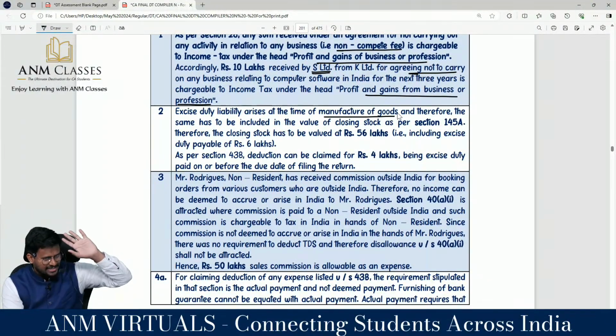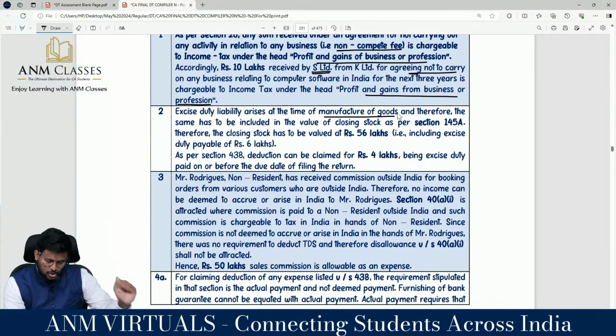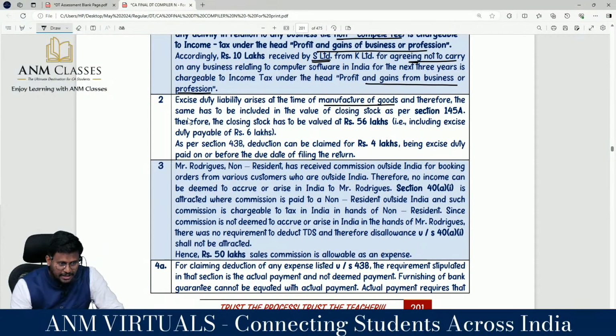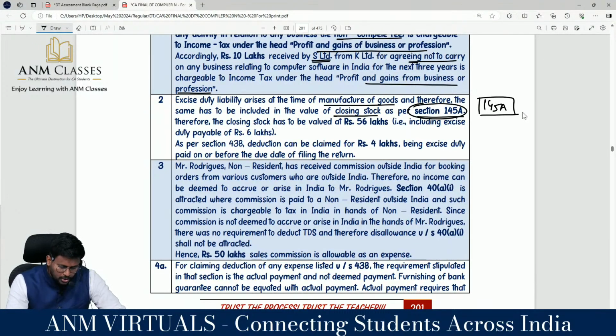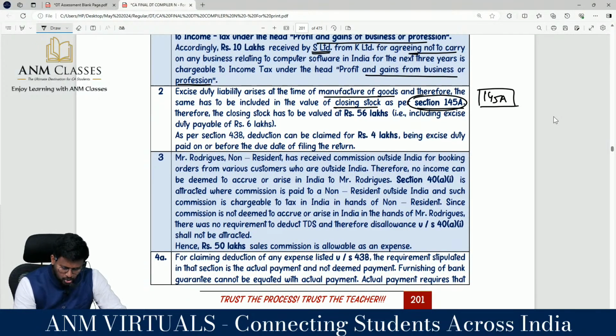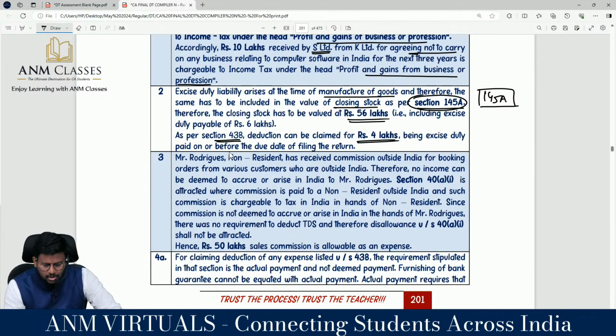Excise duty liability arises at the time of clearance of goods. Old story, excise duty, but still excise duty is there. So when you manufacture the goods, you are liable to pay excise duty, and therefore the same has to be included in the value of the closing stock as per section 145A. Section 145A is the method of accounting; when you are valuing the closing stock, you have to include the excise duty. Therefore, closing stock has to be valued including excise duty payable of 6 lakh. As per section 43B, deduction can be claimed of 4 lakh, being excise duty paid on or before the due date of filing the return.